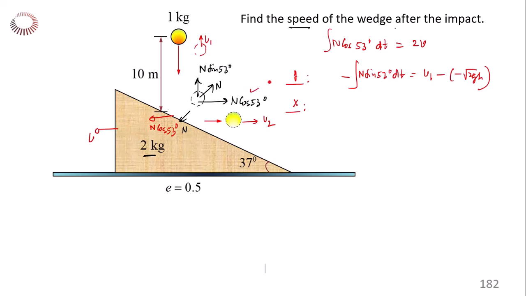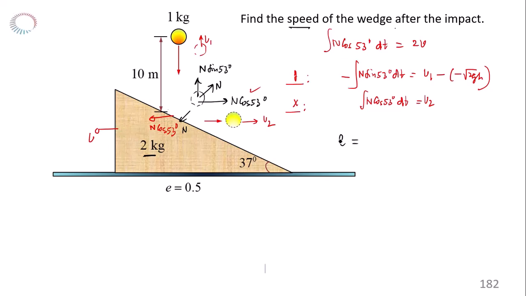The x direction impulse is N cos 53. So the integration of N cos 53 dt will give the value of v2. So these are the three equations, and you also have to write the equation for e. Why? Because the number of unknowns are v, v1, v2, along with N. So four unknowns are there, so you have to write the fourth equation, that is for the e.